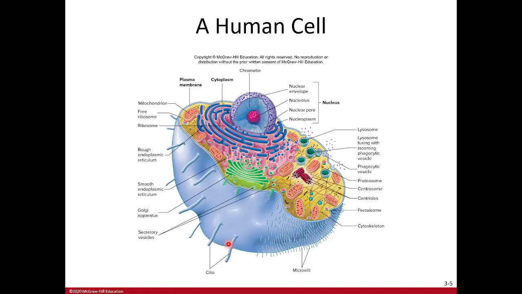So this is an example of an animal cell or a human cell. In this cell, we have here the nucleus. The nucleus is surrounded by this nuclear envelope, and inside it has this fluid that we call the nucleoplasm. And it is in the nucleus where you have this organelle that is called the nucleolus. And the nucleus is surrounded by this other organelle that is called the rough endoplasmic reticulum.